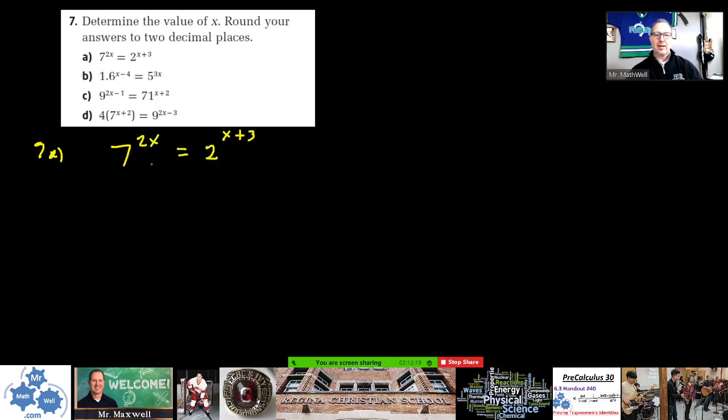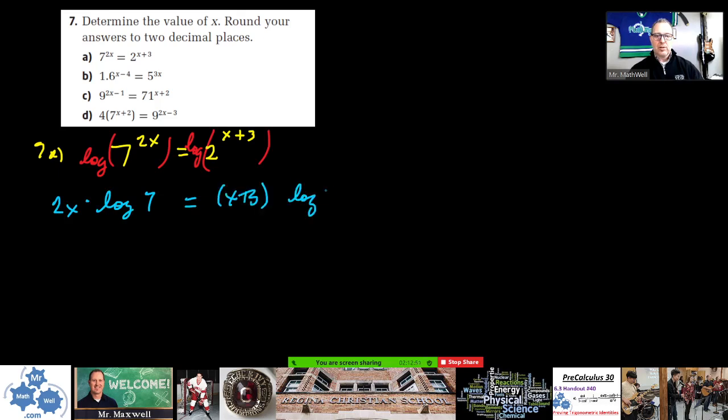Logs would be a great candidate to use here because we can't get 7 and 2 to be written with the same base, right? So let's take the log of both sides. I'm going to take the log of 7 to the power of 2x, and I'm going to take the log of 2 to the power of x plus 3. Now the good thing about this is that, of course, these exponents can come down. So I've got 2x times log of just plain old 7. And over here I've got x plus 3 times the log of just plain old 2.